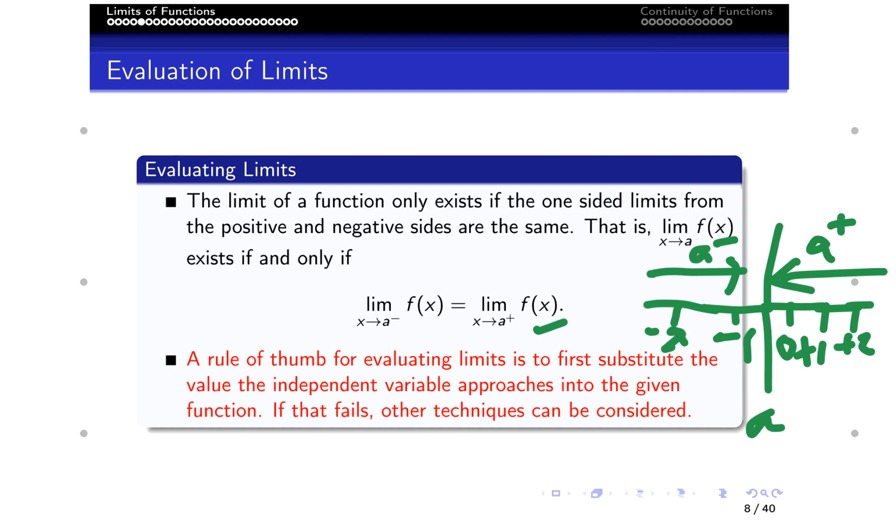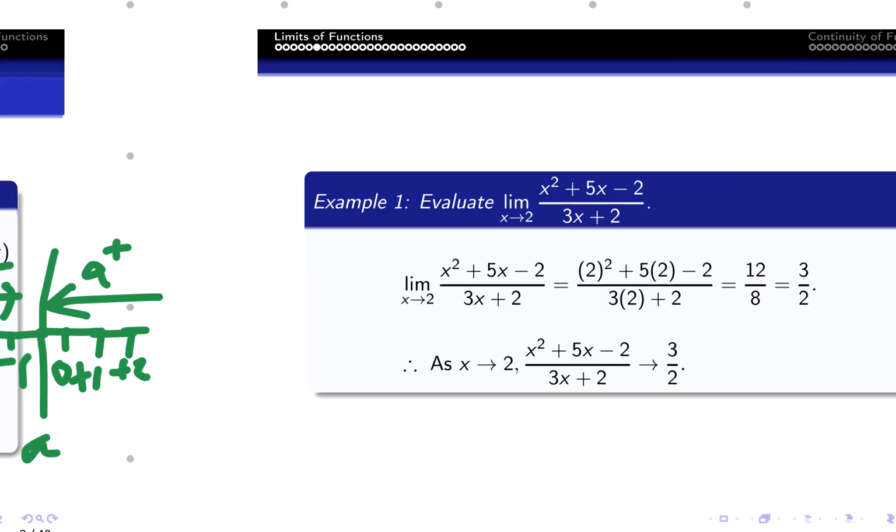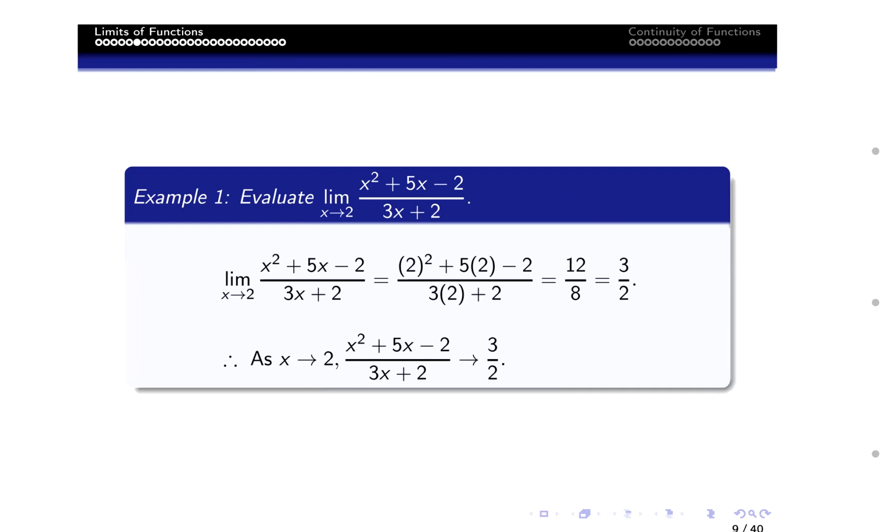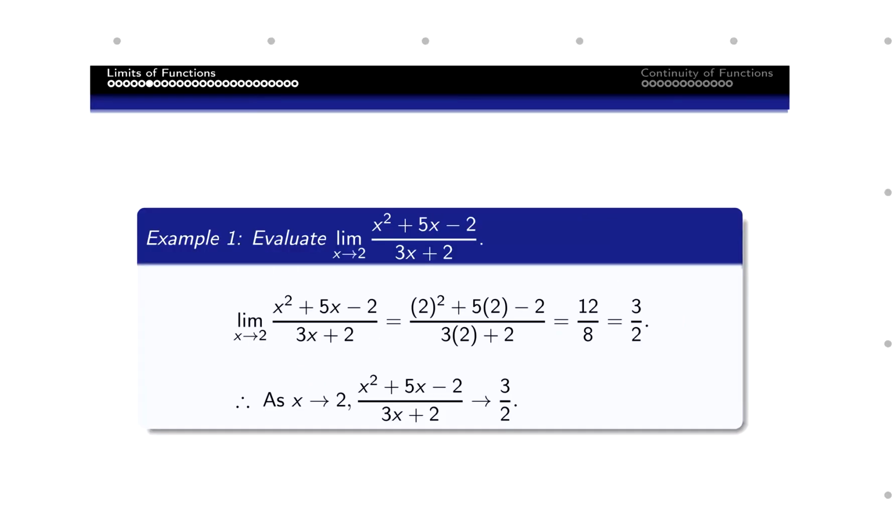Okay, let's look at this very first example. You have to find the limit of x squared plus 5x minus 2 divided by 3x plus 2 as x approaches 2. This is a rational function because this is a polynomial divided by another polynomial, and that is why it is a rational function. So as x is approaching 2, from the rule of thumb I just told you about, the first thing you should do when you see a limit question is to substitute directly the value that x is approaching.